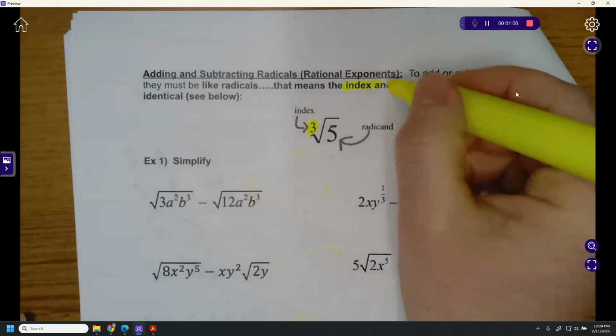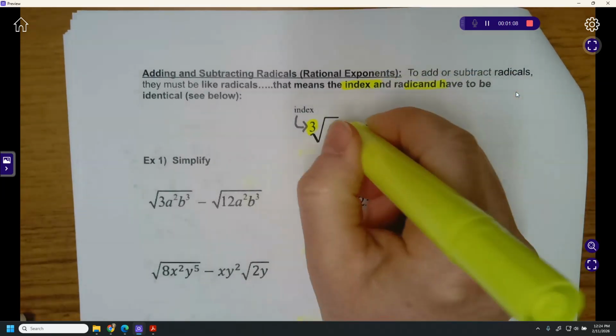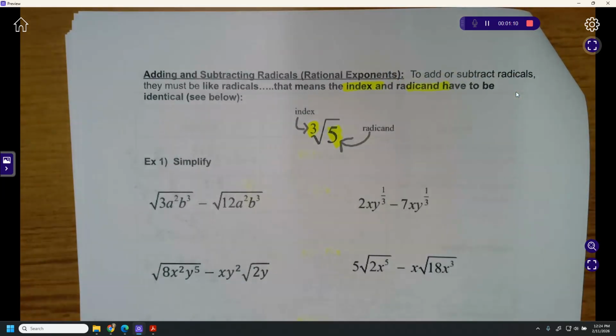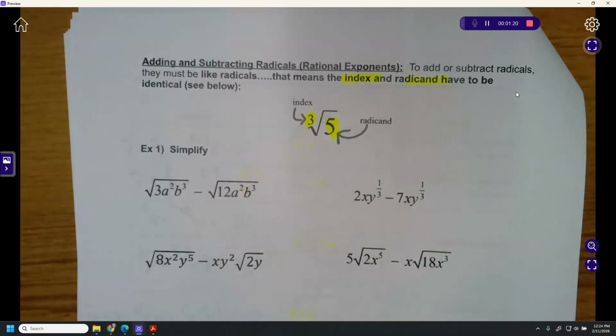And they have to have the same radicand. The radicand means the thing that's inside the square root has to be absolutely identical in order for us to put them together. So the radical portion has to be exactly the same.